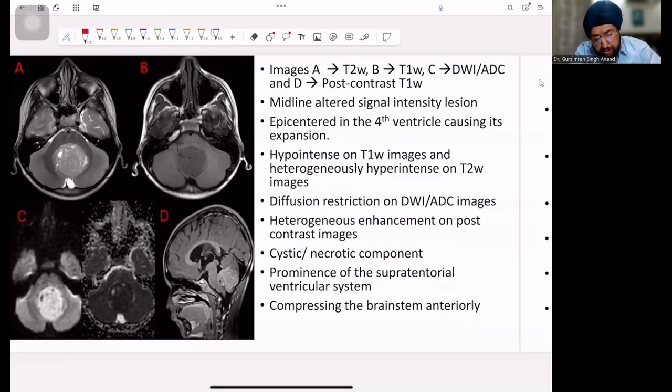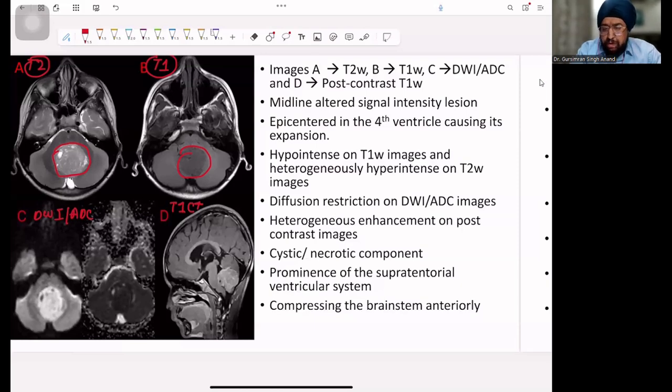Okay, so this is a T2 weighted sequence, the image A. B is a T1 weighted sequence. C is your diffusion section imaging. And D is your post contrast T1 weighted imaging. Okay. Now you can see that there's an altered signal intensity lesion. It's a midline lesion. Okay. It is epicentered in the region of the fourth ventricle.